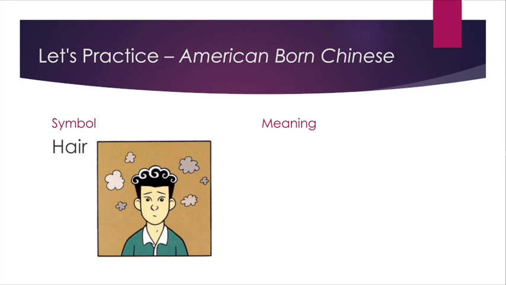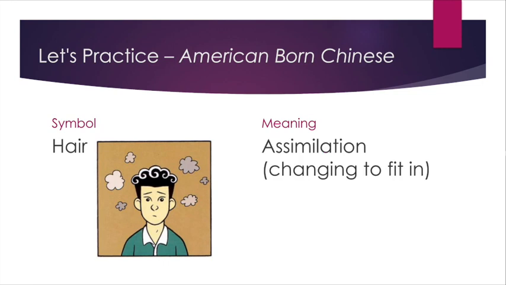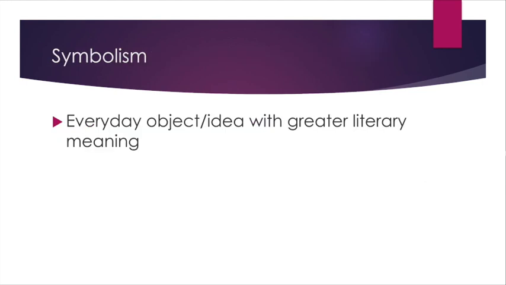Let's look at one more example. This is from American-born Chinese. Hair. Right? Now, we have already discussed at length that Jin changes his hair in order to appear less Chinese. He specifically adopts a white hairstyle, that perm. Now, we could say then that hair, the changing hair specifically, is symbolic for assimilation, which was on the Chapter 5 quiz. Assimilation being when you change in order to fit in. Right? So his hair could be a symbol for assimilation.